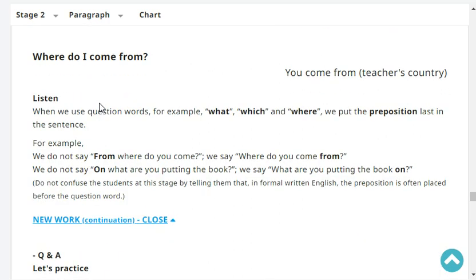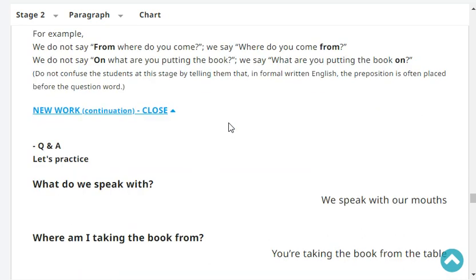When we use question words, for example, what, which, and where, we put the preposition last in the sentence. For example, we do not say, "From where do you come?" We say, "Where do you come from?" We do not say, "On what are you putting the book?" We say, "What are you putting the book on?"